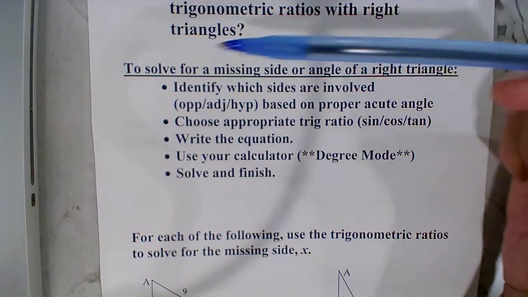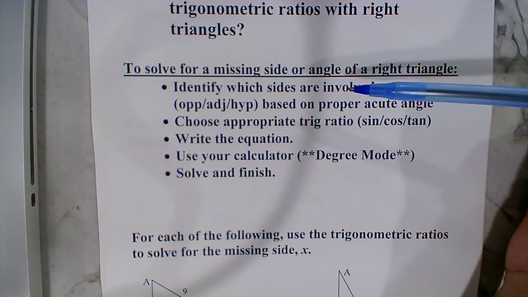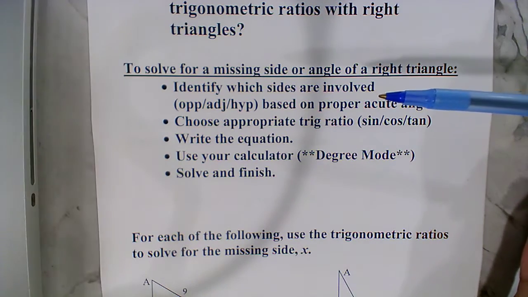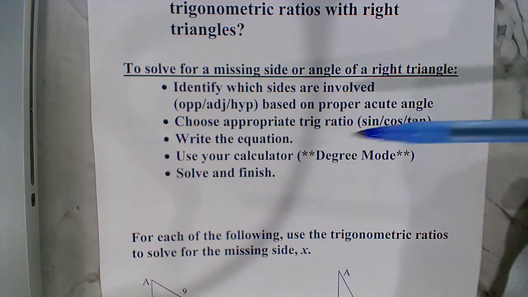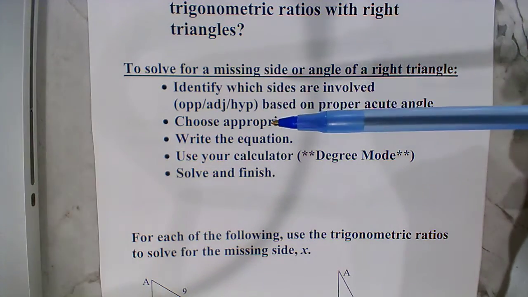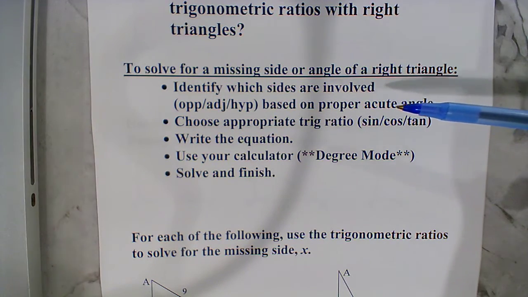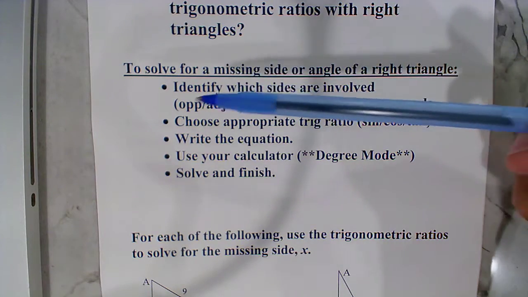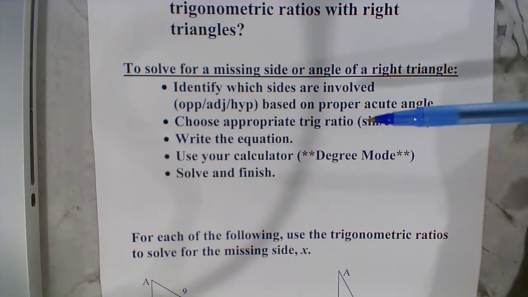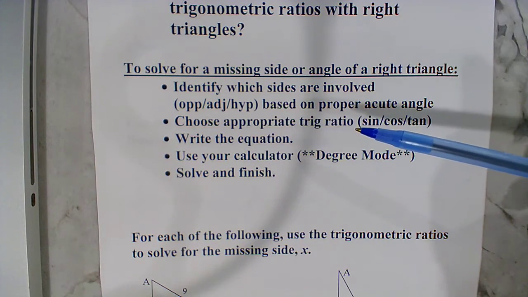So, to solve for a missing side or angle of a right triangle, here's what I want you to do. The first thing, after you make sure you're dealing with a right triangle and you realize it's a trig problem, you're going to identify which sides are involved, meaning opposite, adjacent, hypotenuse. It's going to be two of them most likely, and you're going to be basing that off of whatever acute angle you're dealing with. So you're going to have probably either opposite and adjacent, or opposite and hypotenuse, or adjacent and hypotenuse. Now, based on which two are involved, you're going to choose the appropriate trig ratio.